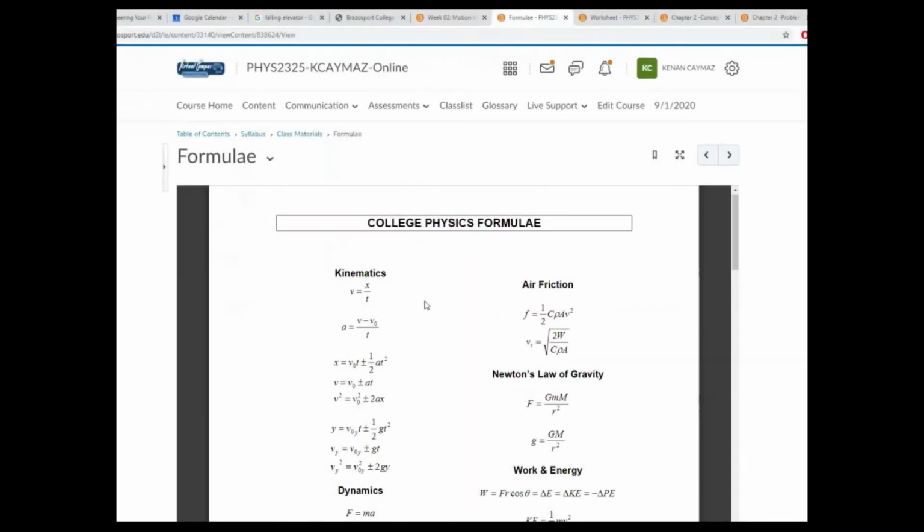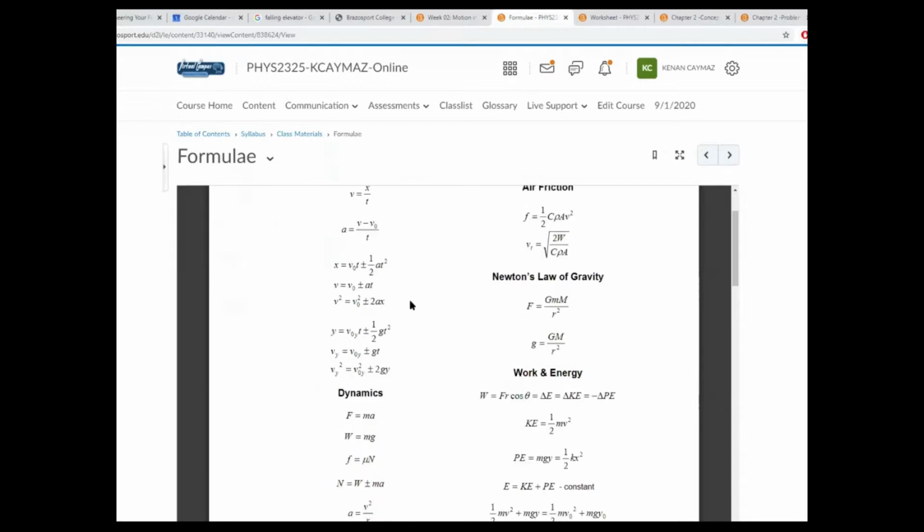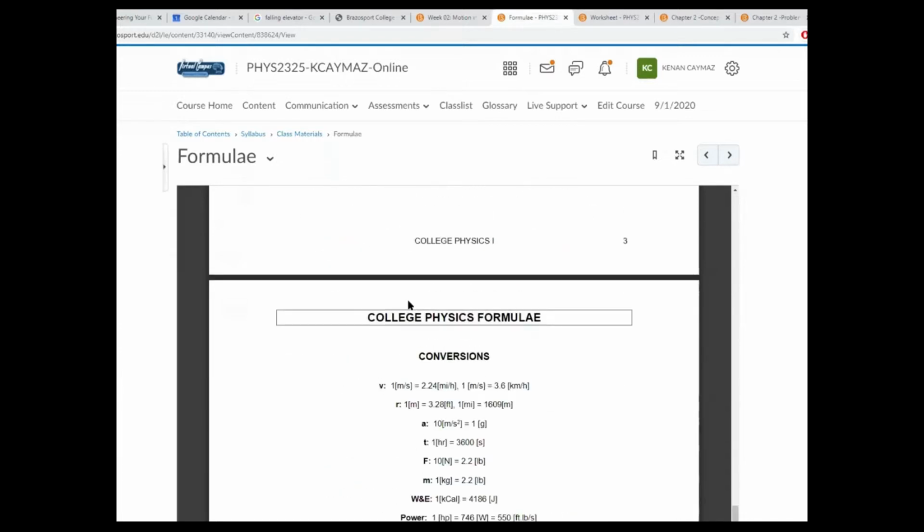Formulas. You got the basic formulas. This is for college physics, not university physics. College physics is algebra-trig based. Yours is algebra-trig as well as calc based, which means that you guys will have one more formula sheet in addition to that one.